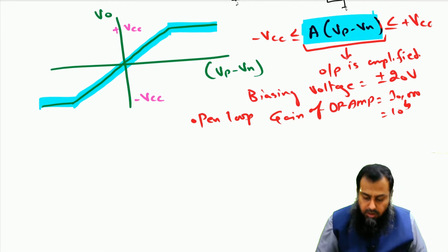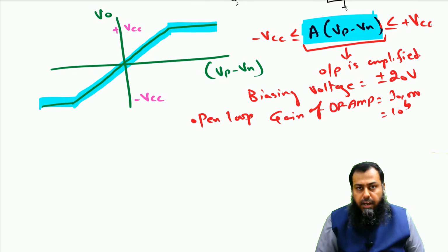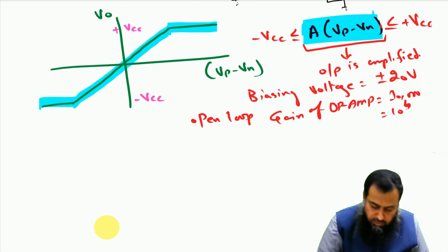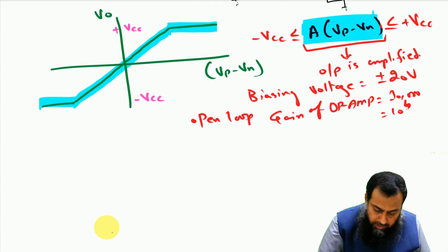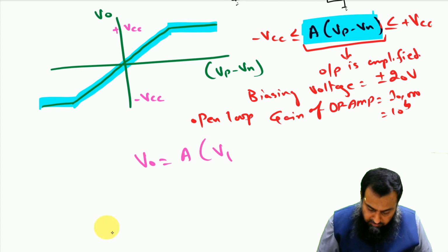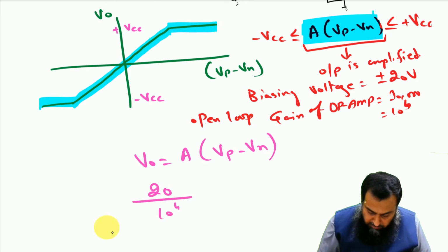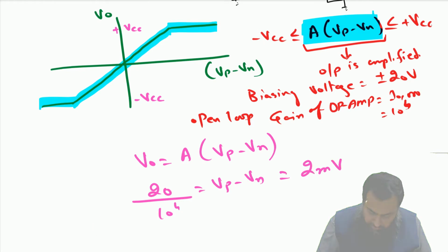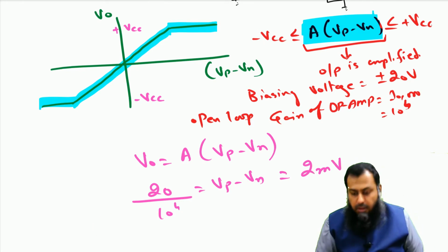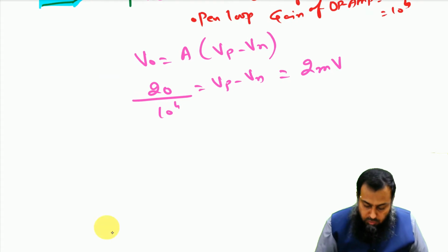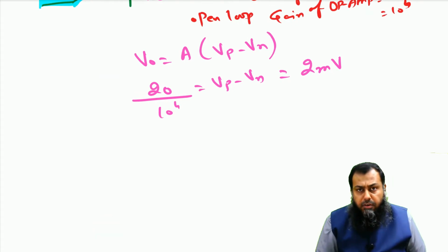So we do know that the output can be at a maximum value equal to 20 volt. Based on this particular assumption, we can write that V naught is equal to A times (Vp minus Vn), and we know that V naught is equal to 20 volt and A is 10 raised to the power 4. So Vp minus Vn, we get a value difference that is equal to 2 millivolt.